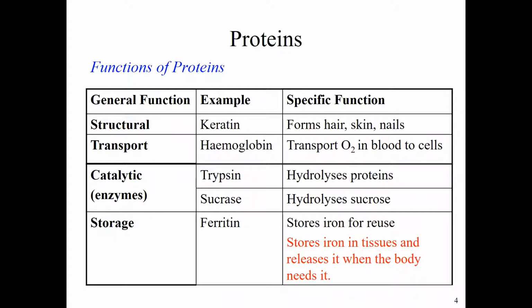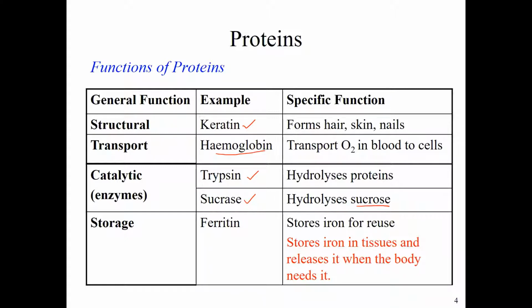Let's look at a few examples of proteins. Proteins with structural role: keratin. This forms the hair, skin, and nails. Proteins involved in transport of oxygen in blood to cells: this is the hemoglobin in our blood. Enzymatic catalysts: trypsin breaks down or hydrolyzes proteins. Sucrase hydrolyzes sucrose. Sucrose, as you remember, is a disaccharide, a carbohydrate.